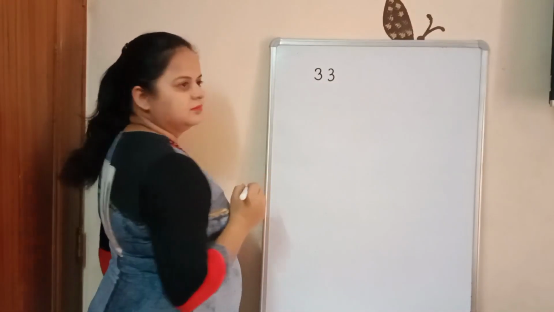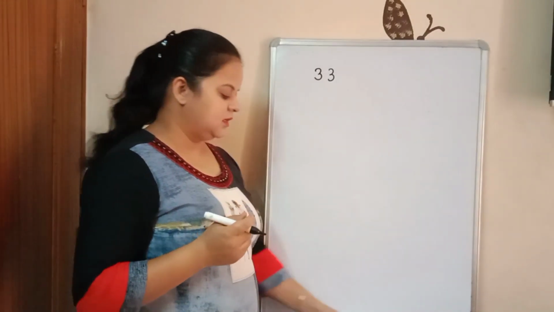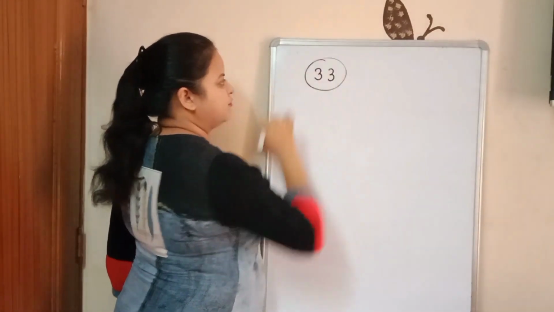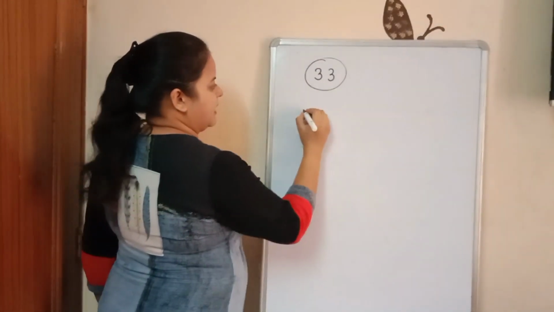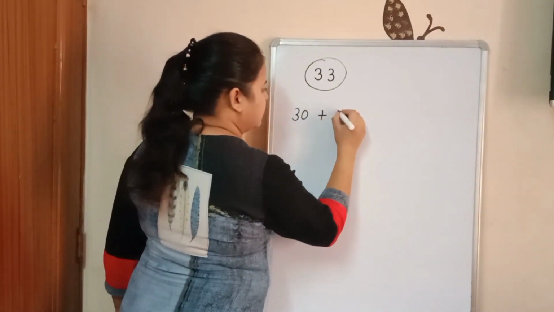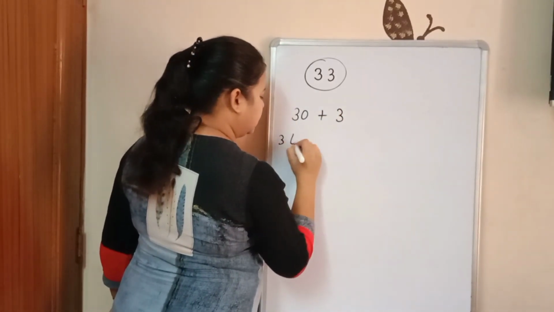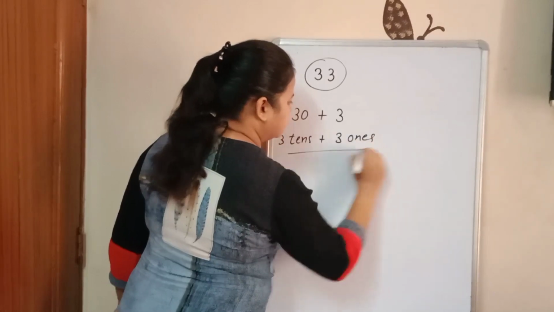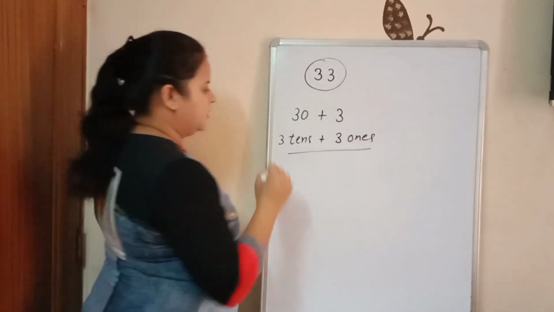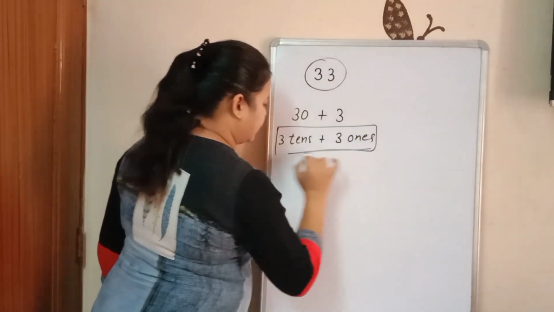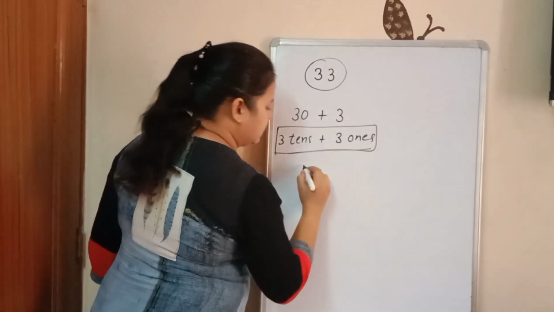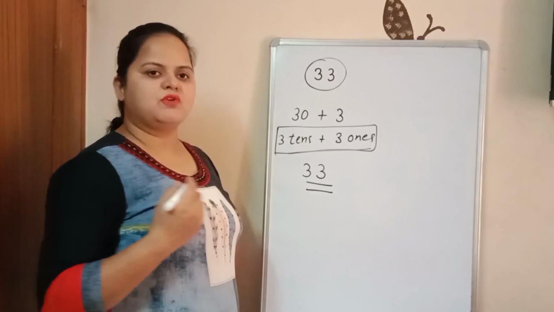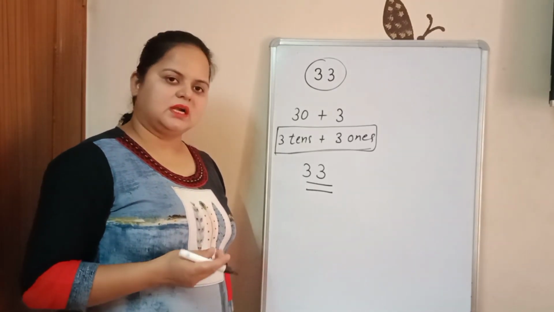33. This is a short form number. And 30 plus 3, or 3 tens plus 3 ones, is its expanded form. If we are given this kind of number and we arrange it like this, this is the short form of the number. Understand?